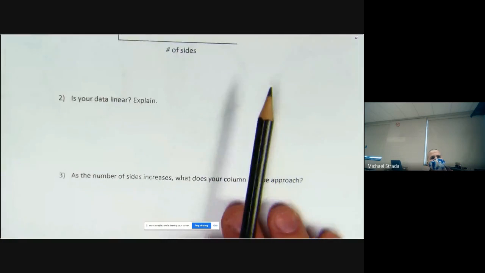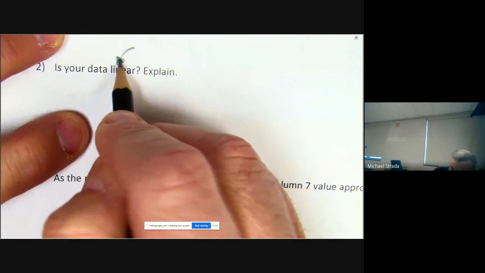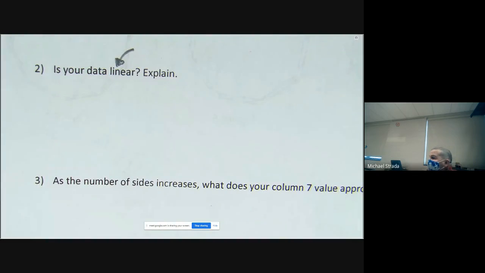All right. Now, number 2, is your data linear? Explain. If you don't remember what linear data is, you just look it up. What does it mean for things to be linear? What is the first 4 letters of linear? Line. That should be enough to figure it out for you. Explain. What that means is look at your data.